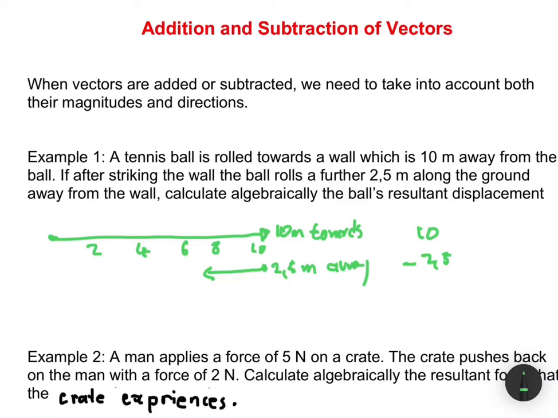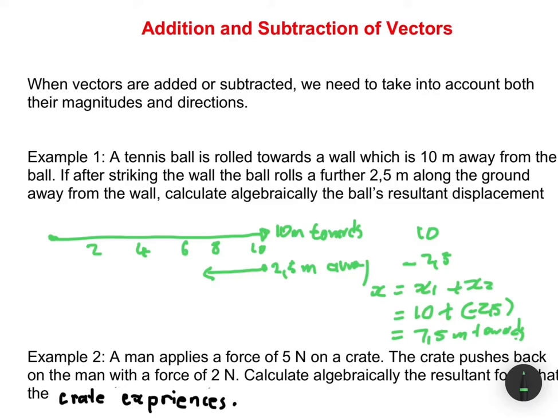So now let's calculate the resultant. Let's put x for displacement. So the resultant will be x1 plus x2. So x1, let's put the first one, which is 10, 10 meters away from the ball and towards the wall. And then the second one we're going to put plus, but we put in a negative value for the magnitude of that vector. So plus minus 2.5, which is going to be equal to 7.5. So this is how we do it algebraically.